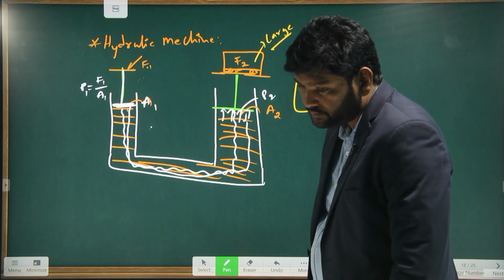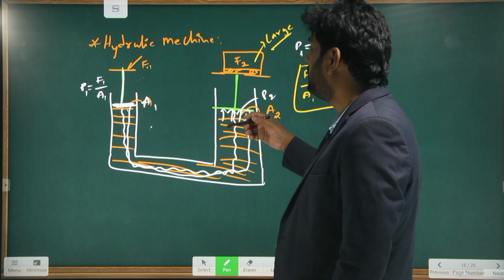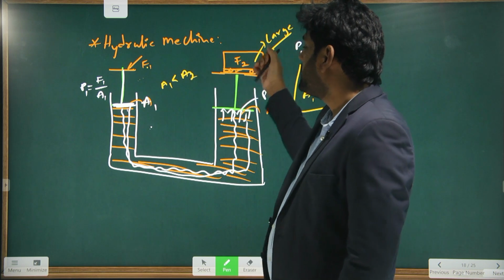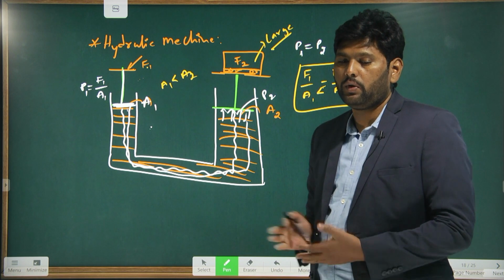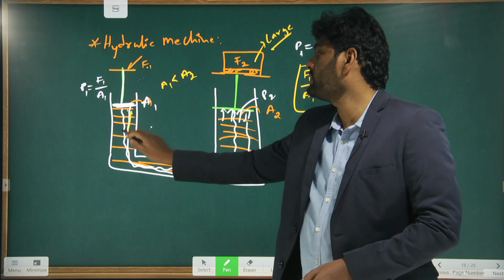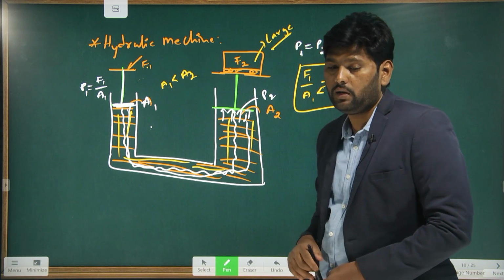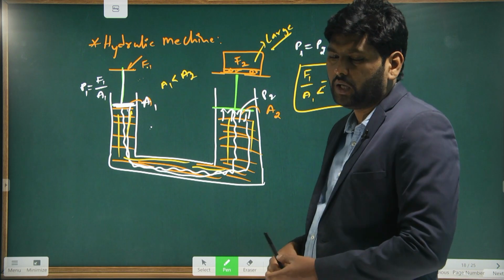Tell me. Not equal, they are different. A1 is less than A2. On which side do you keep the loads? The side having the larger area. Here this liquid is an incompressible liquid. Example is what? Hydraulic oil. Generally hydraulic oil is available in the market.